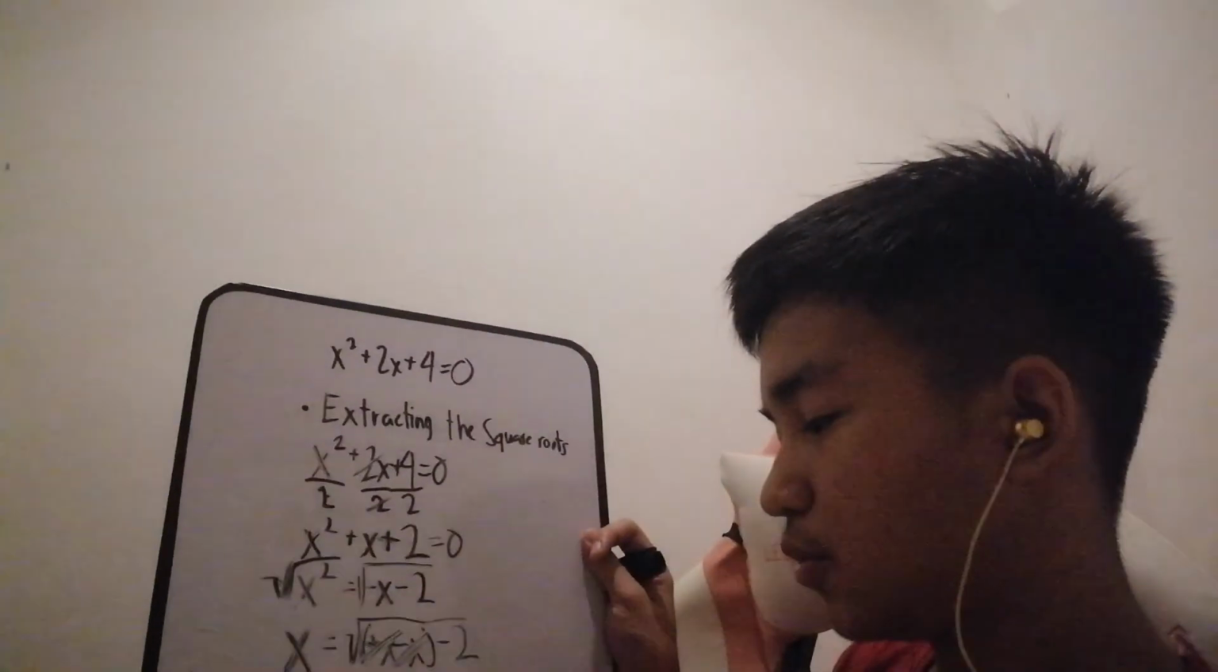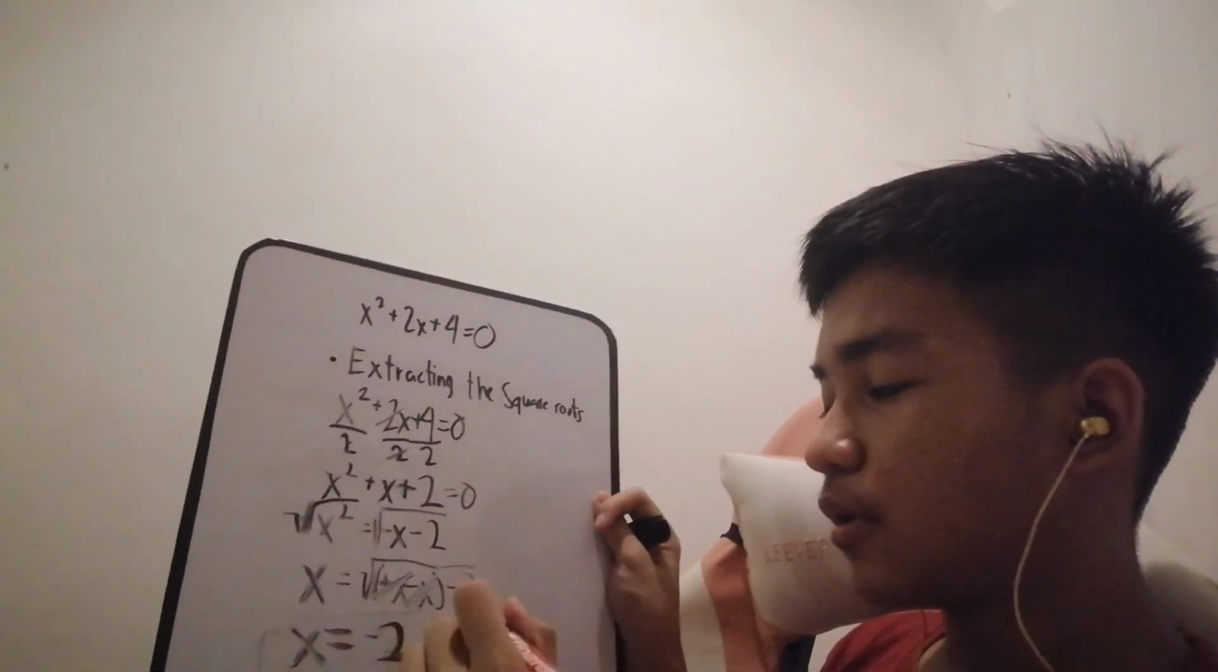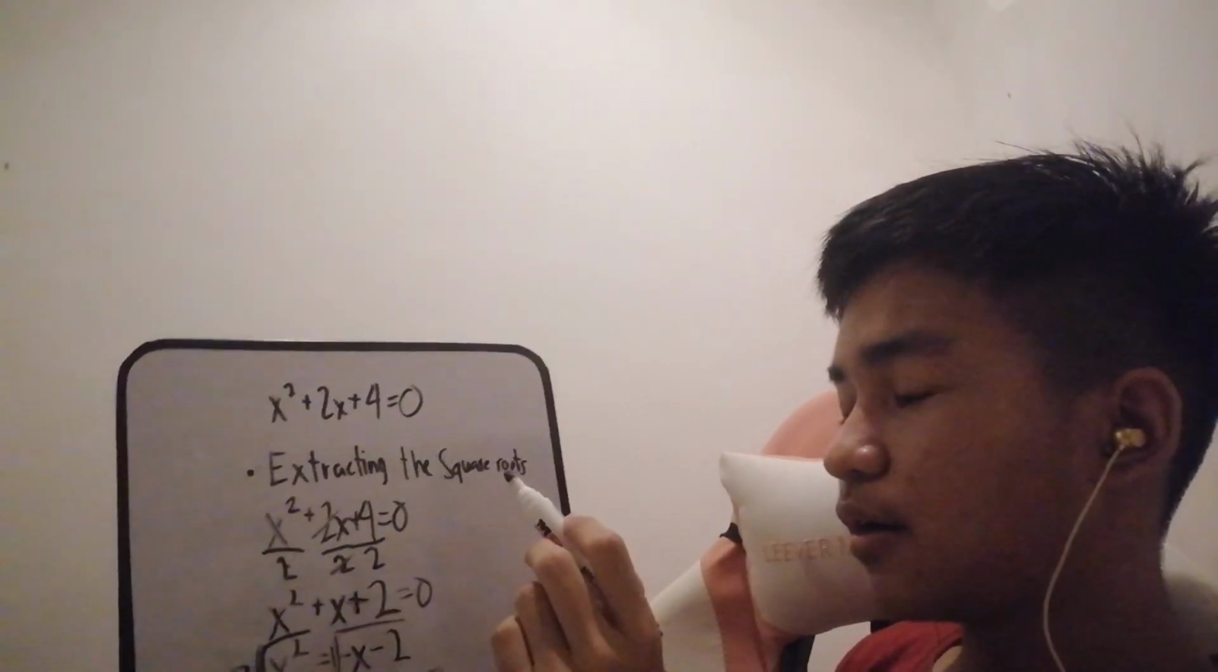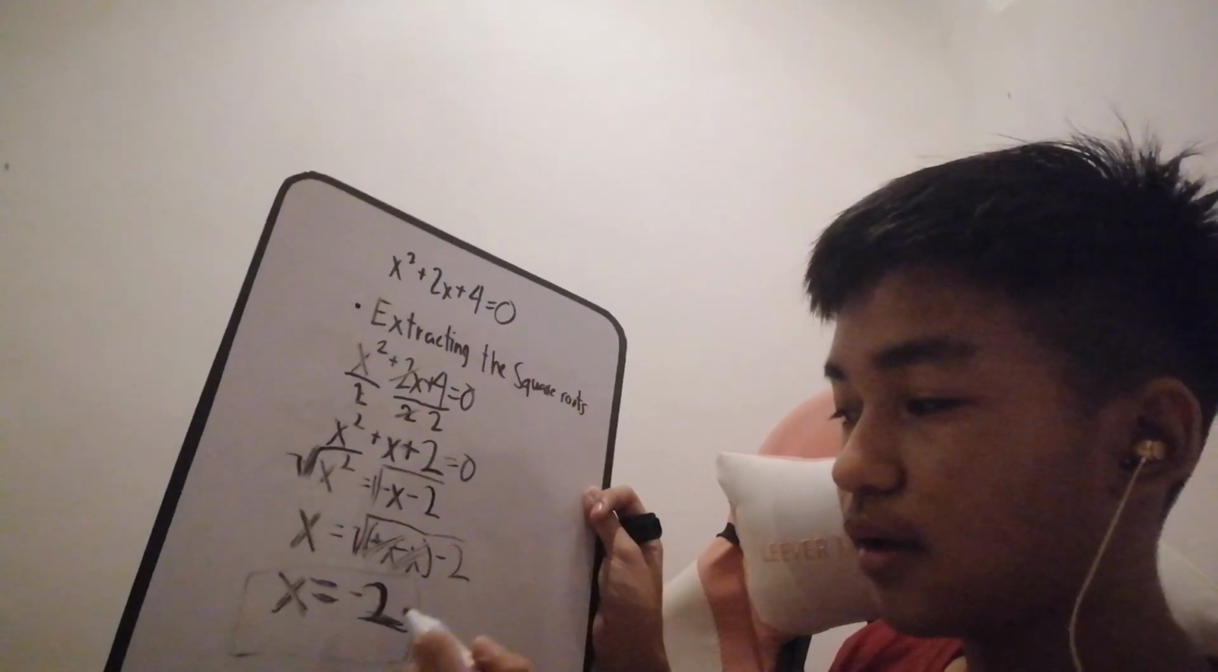So our final step is x is equal to negative 2. Now, all of these four methods with the same given have the same answer.